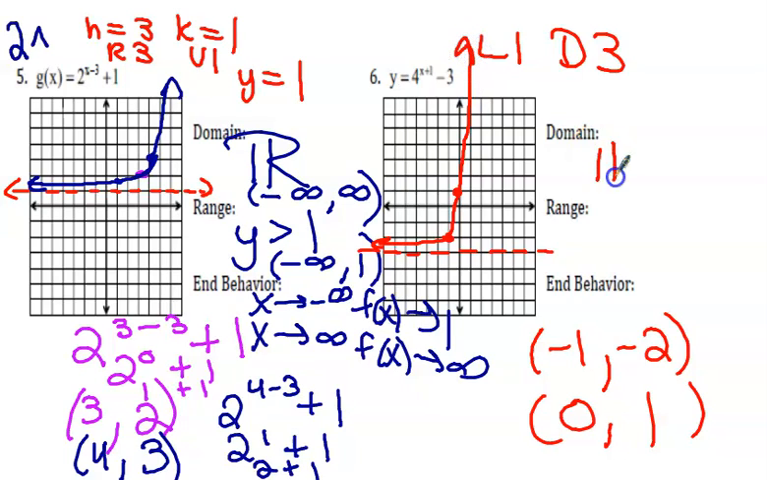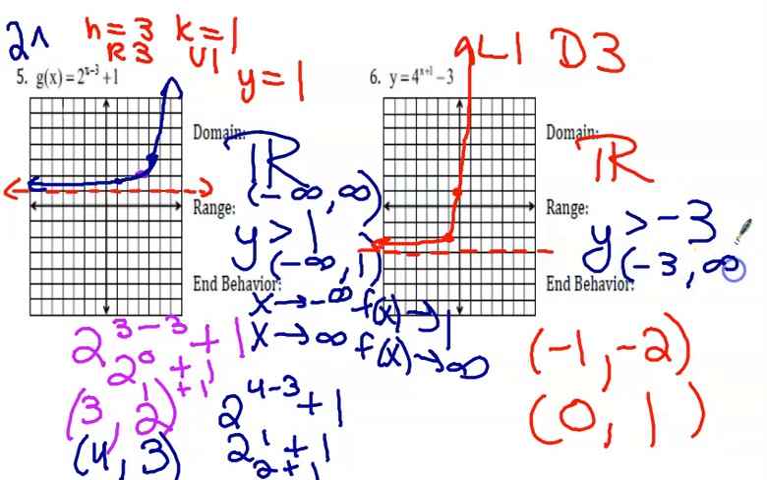So domain, again, is all real numbers. Range, well, where can it not cross? The point of no return is -3. So y is greater than -3. You can also write that as -3 to infinity. Domain, you can also write -infinity to infinity.